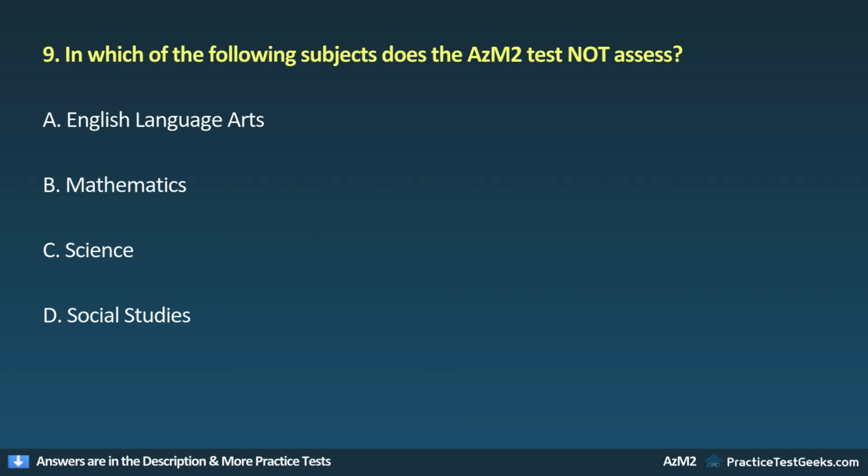9. In which of the following subjects does the AzM2 test not assess? A. English Language Arts. B. Mathematics. C. Science. D. Social Studies.